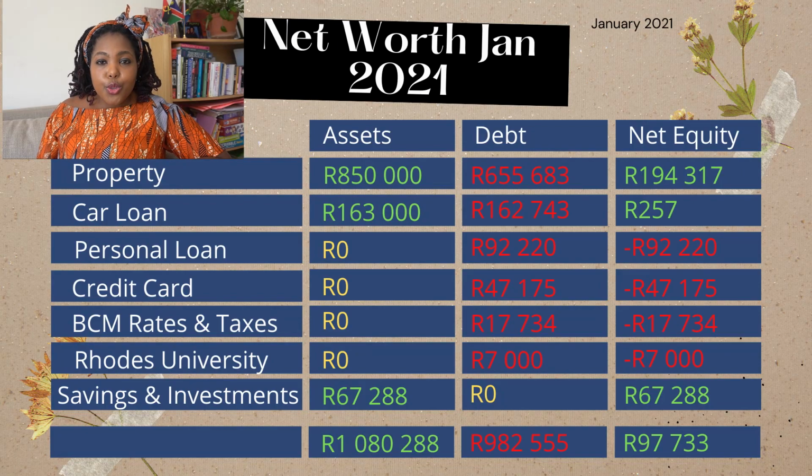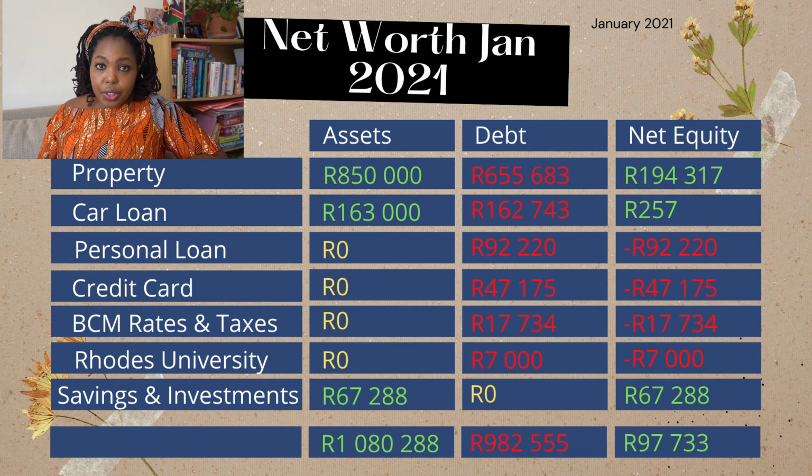Now we're going to look at my net worth. Net worth at its most basic is looking at your assets and then subtracting your debt, and then you'll get your net equity or your net worth. So for me, let's first look at what are my assets. The assets that I currently have are my property, my car, still an asset because I can sell it and make money off of it, as well as my savings and investments. So those are the assets that I currently have.